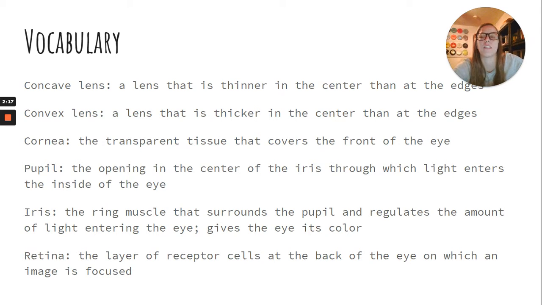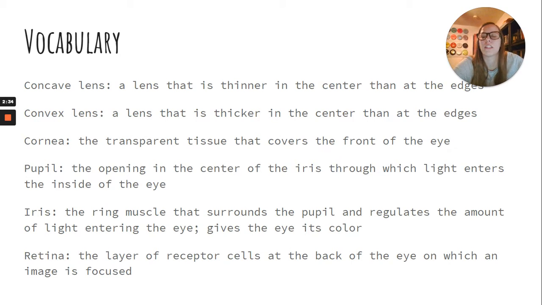That will be on your test, so make sure you keep those 2 straight. Concave is thinner, convex is thicker. A cornea is the transparent tissue that covers the front of the eye. Pupil is the opening in the center of the iris through which light enters the inside of the eye.